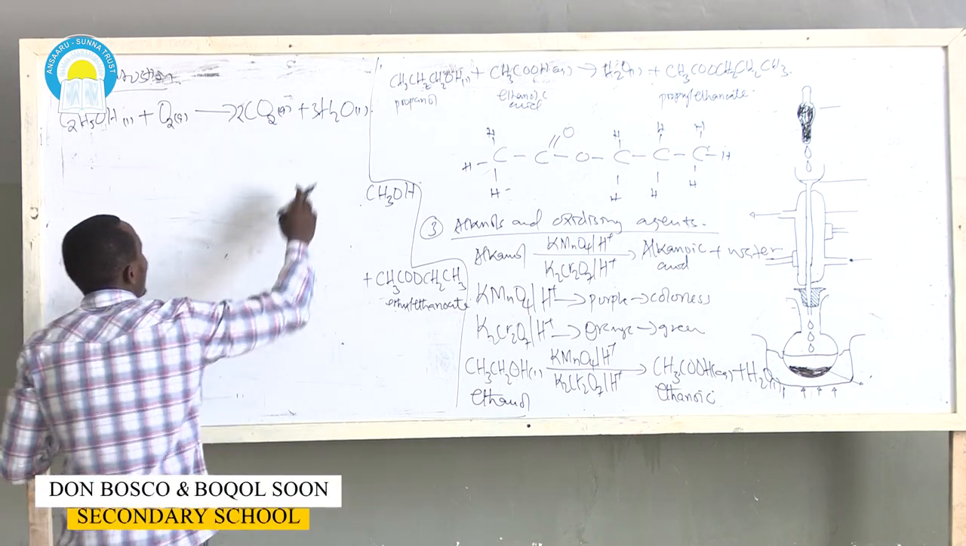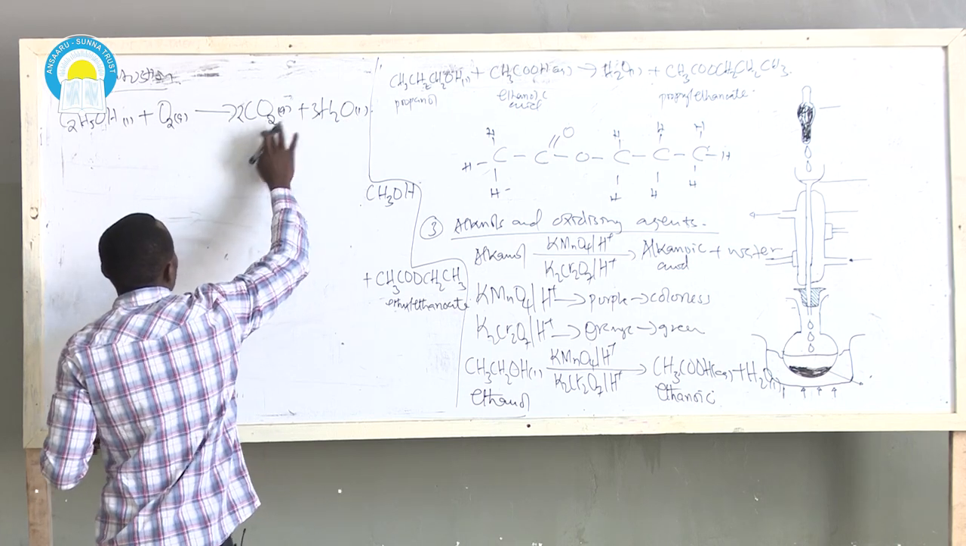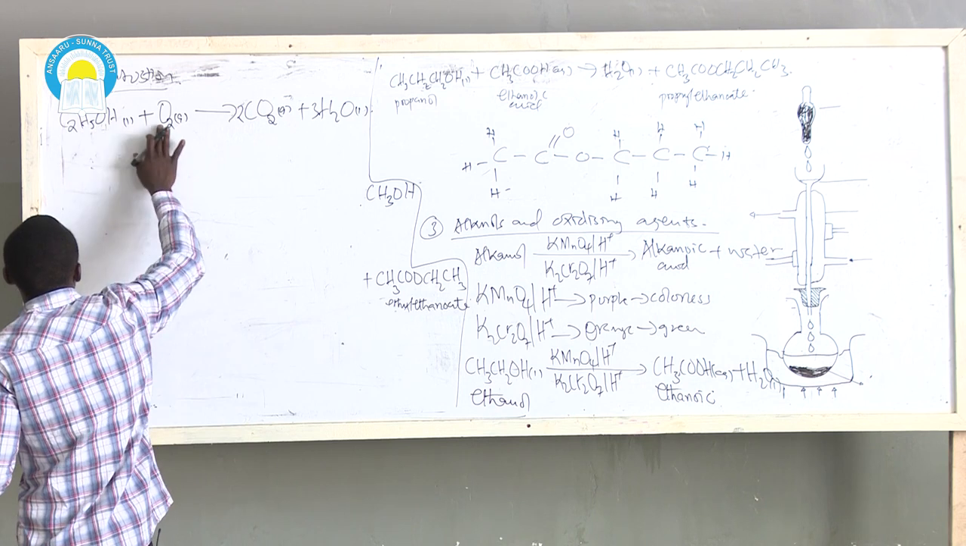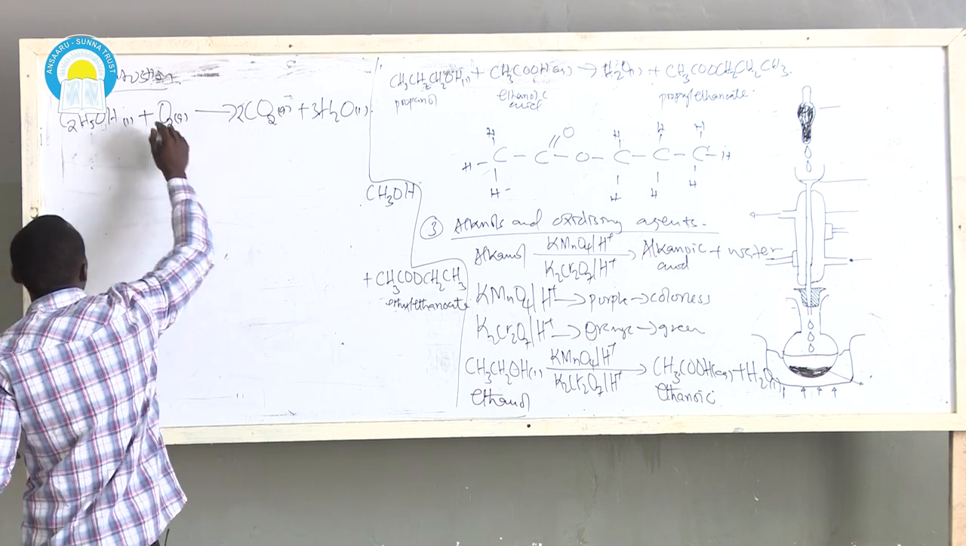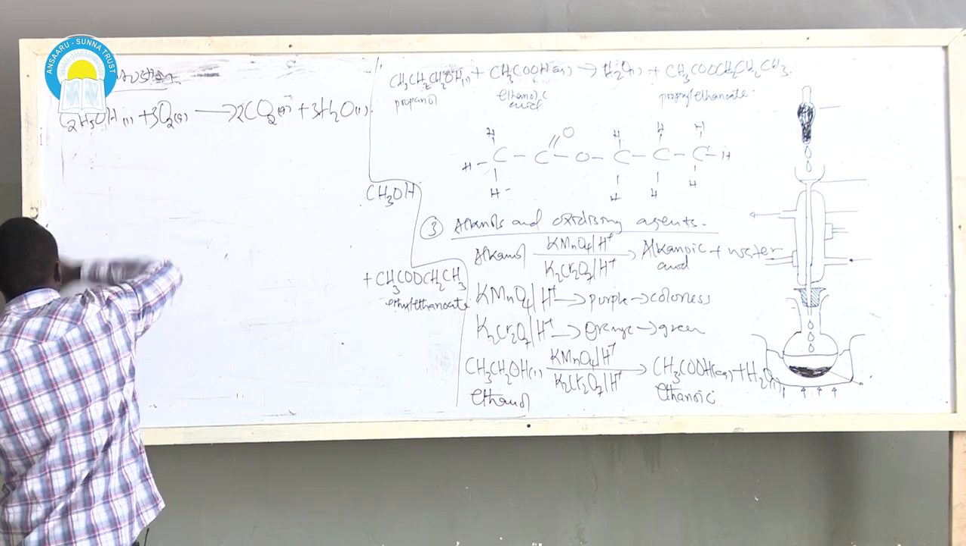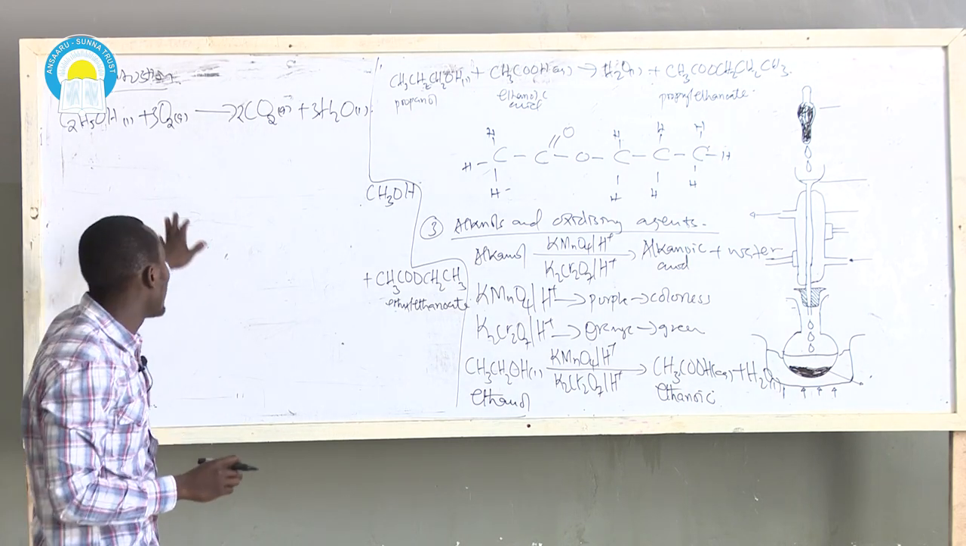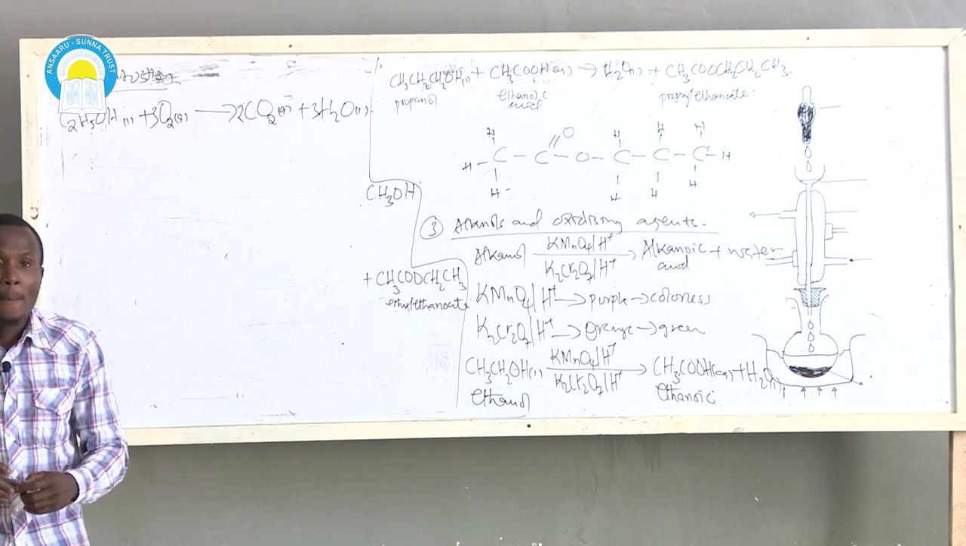Then for the oxygen, 3 plus 4 gives us 7. This one is 2, we minus 1, and we put 3 here. 3 times 2 is 6, plus 1, giving us 7 oxygen. So the chemical equation on that one is balanced.